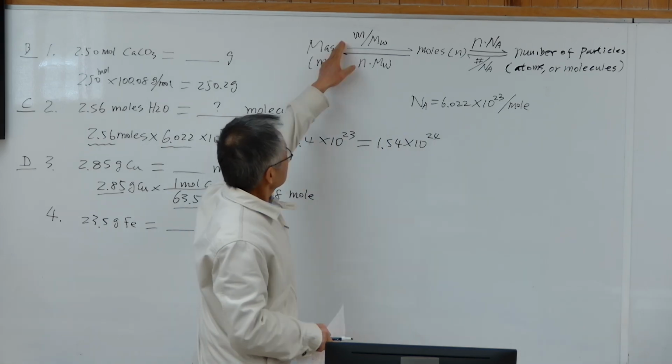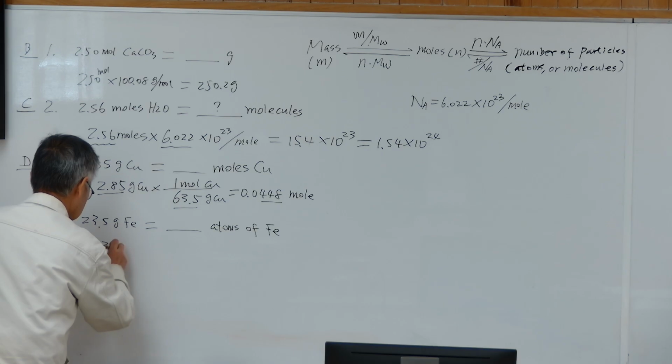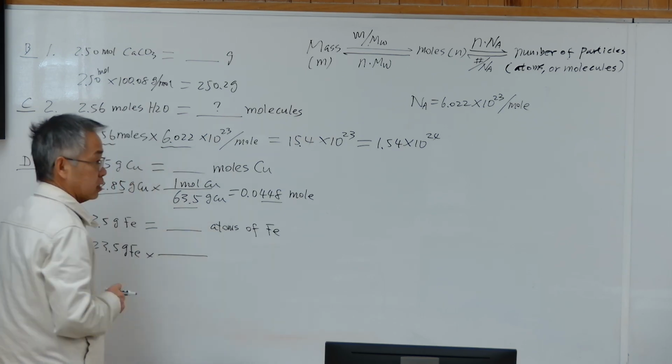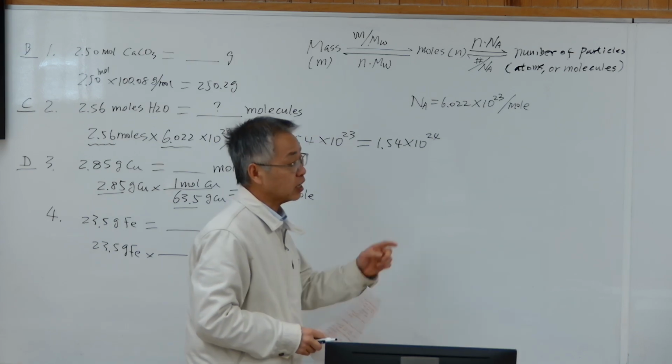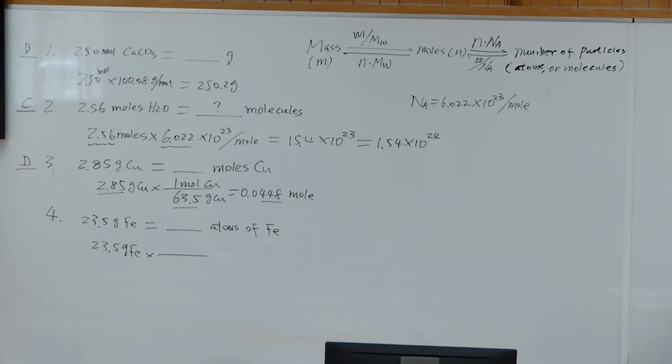So from mass to moles, it's mass divided by molar mass. What is the molar mass for iron? Take a look at the periodic table. 55.85, right? 55.8 is fine. Okay.